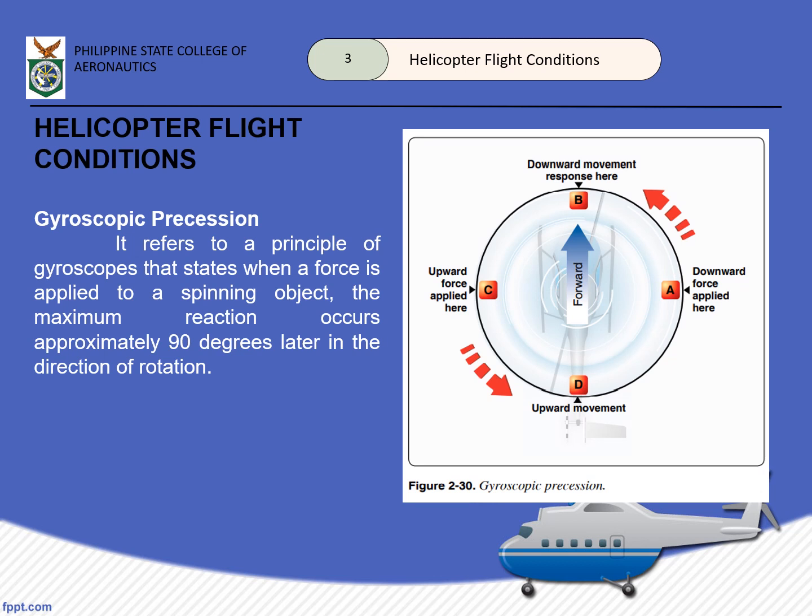Now we have the gyroscopic precession. So it refers to a principle of gyroscopes that states when a force is applied to a spinning object, the maximum reaction occurs approximately 90 degrees later in the direction of rotation. So recall na lang to since we had this na for the propeller. So recall that under the principle of gyroscopes, any force is applied to a rotating object will have its maximum effect 90 degrees later in the direction of its turn. So, ayun. Recall na nga lang to.